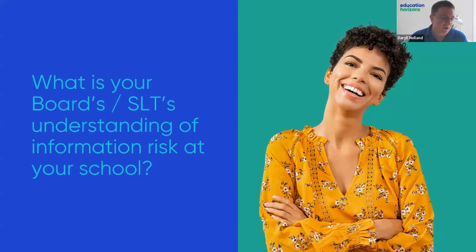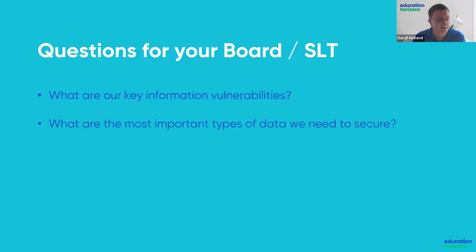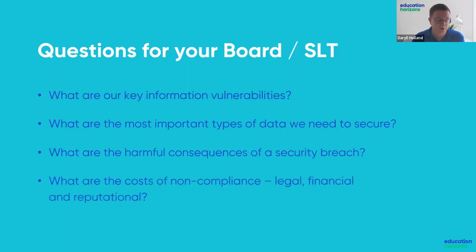To get to this point, you need to keep asking yourself, what is my board's understanding of our school's cybersecurity risks and approach? And does this align with me and my senior leadership team? And I suggest the best way to answer these questions is simply to ask them. So ask your board and your SLT, what are your school's key vulnerabilities in their eyes? What are the most important types of data that you need to secure? What are the harmful consequences resulting from security breaches? And what are the costs of non-compliance? So think legal, financial, and reputational. From this foundation, you can start shaping a shared understanding across your board and your SLT.